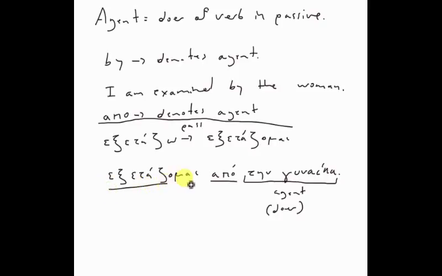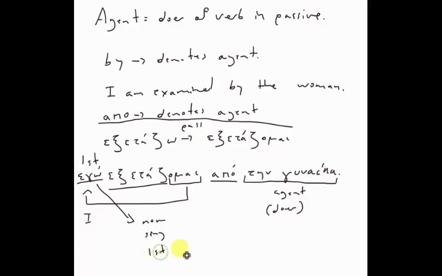Here is the verb. We can see here that I, εγώ, if we're being explicit, I am the one that's being examined, because this first person singular agrees with our first person pronoun. It's singular. I is singular. Εγώ is in the nominative, so εγώ is a nominative singular first person pronoun.